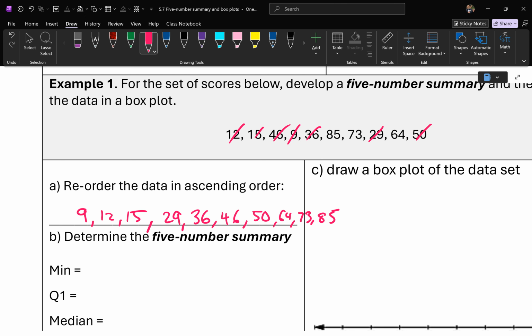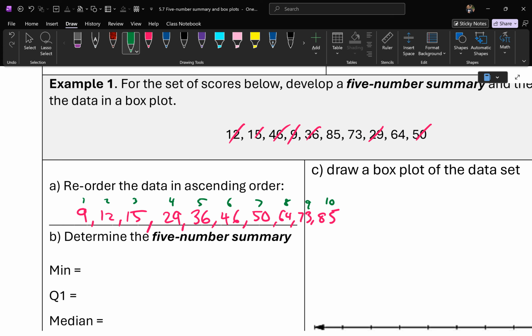Great. How many data points do we have? We've got 1, 2, 3, 4, 5, 6, 7, 8, 9, 10. I've got 10 data points. Now, I want to split them into quarters. I want to split them into their groups so I know who's the middle, then who's the middle of the lower half, and then who's the middle of the upper half, and who's the smallest and largest person. That's your 5 number summary.